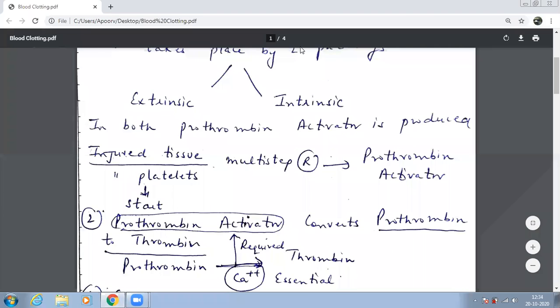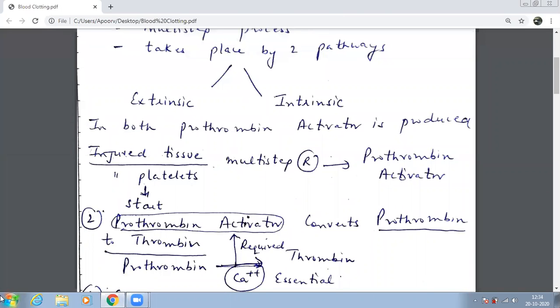Okay. So what is the second step if I ask you? It is prothrombin conversion to thrombin. Tell me what is the second step? What changes to what? Conversion of prothrombin to thrombin. Yes. And what are the two things which are required? Calcium ions and prothrombin activator. Where did we get the prothrombin activator from? From the first step. Yes, from the first step.